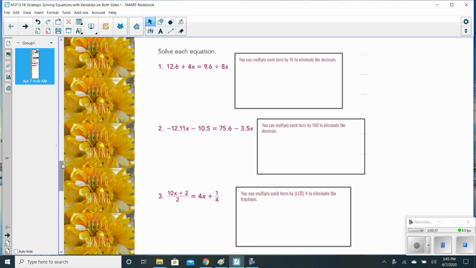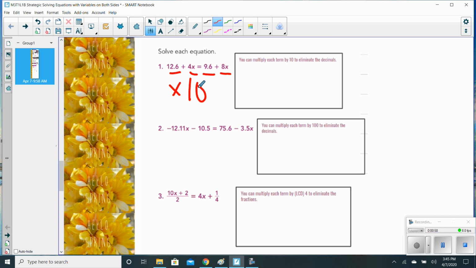For this one, your hint is you can multiply all of your terms by 10. So just to verify that you know what I mean, you're not just multiplying the 12.6 and the 9.6, you have to multiply all 4 by 10. All 4 of them need to be multiplied. If you don't multiply all of them, then you're not going to come out with the correct solution.